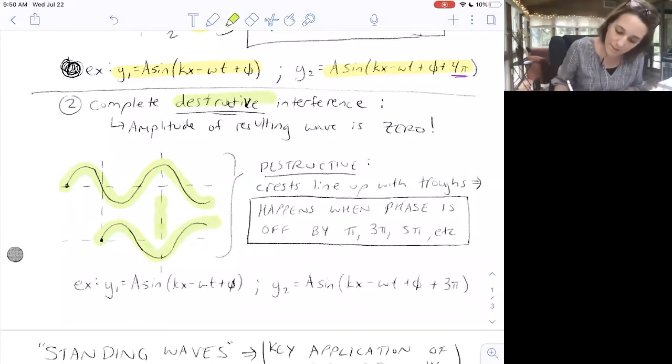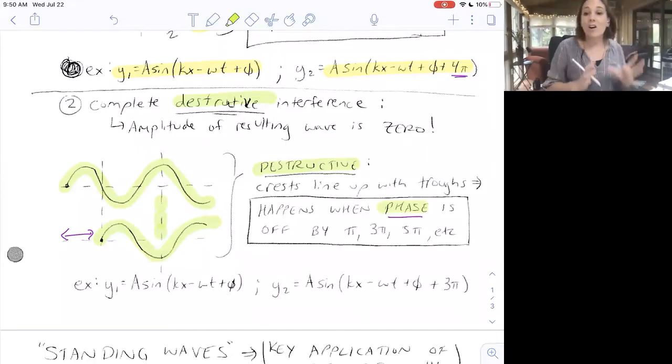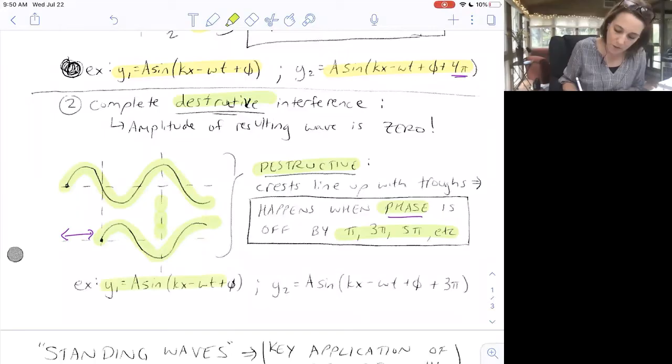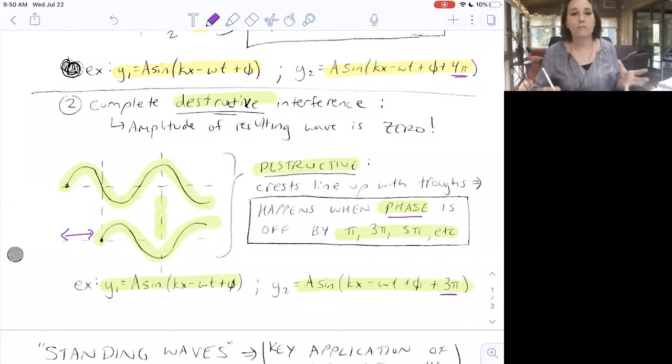So the crests line up with the troughs, and that's going to happen when the phase is off by an odd multiple of pi, right? So half of a cycle. So pi or 3 pi, a full cycle plus a half. That has to be shifted by essentially half of a wavelength. An example of that would be our starting wave, and then over here, the phase shifts by some odd multiple of pi.